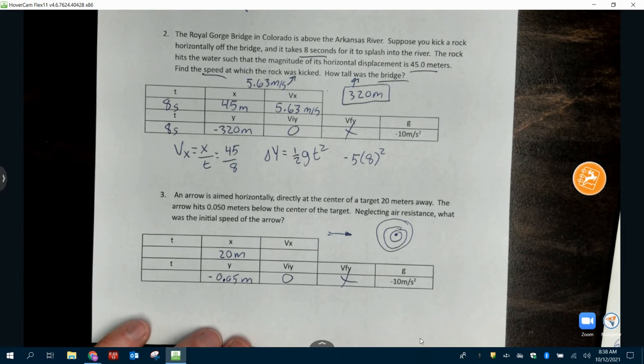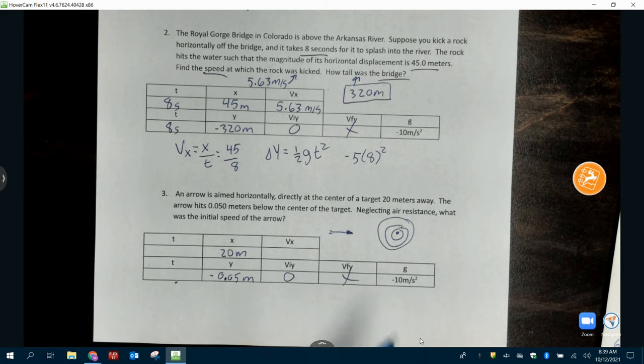I want you guys to try and solve this one. You're going to get time first. The times are the same. Then you can get VX. Go ahead and try that. If you get number 3, go ahead and try number 4.